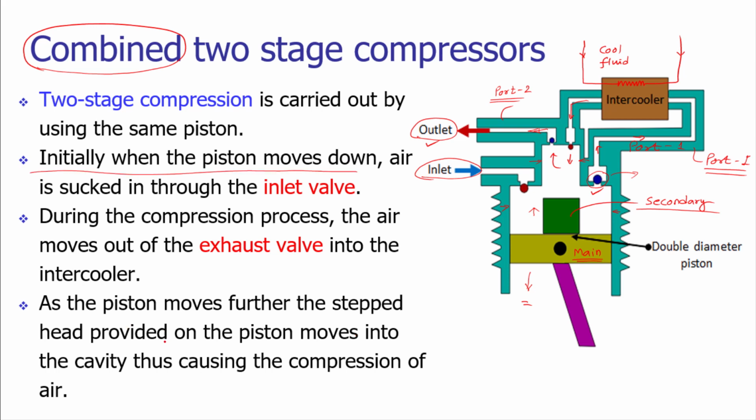Initially, when the piston moves down, the air is sucked in through the inlet valve, and during the compression process, the air moves out of the exhaust valve into the intercooler. As the piston moves further, the stepped head provided on the piston moves into the cavity, thus causing compression of the air.